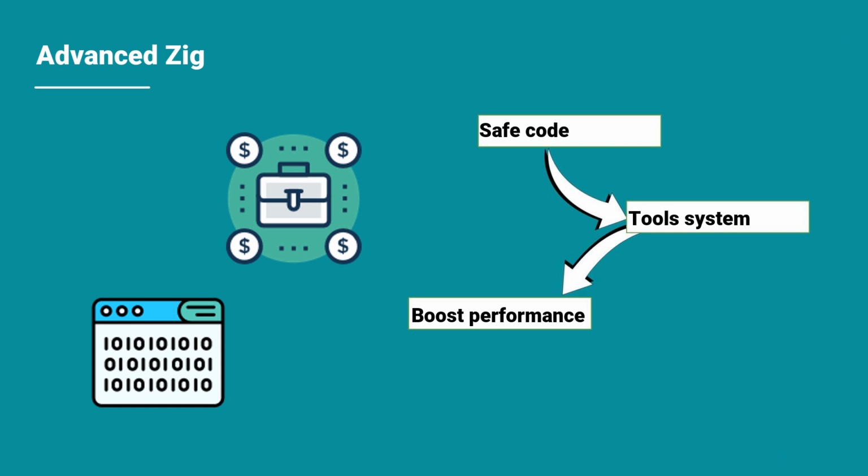Zig is not just another programming language. It's a powerful tool for developers who want to emphasize performance and safety in systems programming. Today, we're going to dive into the advanced features of Zig, such as compile-time code execution and optional memory safety, which set it apart from other programming languages.